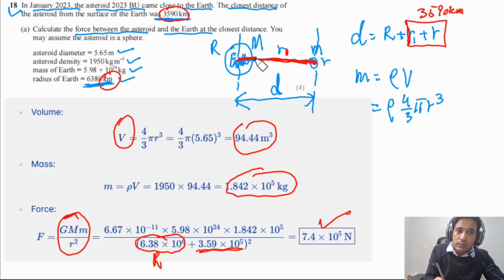So the distance of closest approach is the closest distance from the surface of Earth to the center of the asteroid. They can also give you the distance from the surface of the asteroid to the surface of Earth. Then you have to take the radius of the asteroid as well. But in this case, the radius is very small, so that can be negligible.